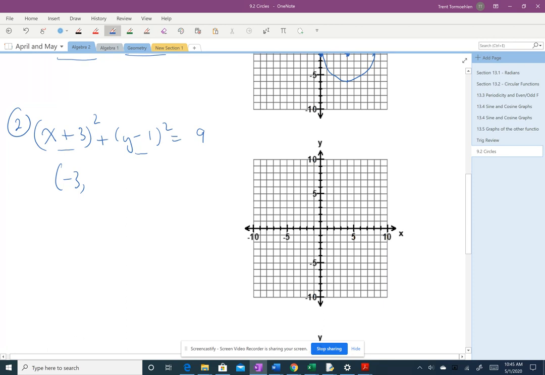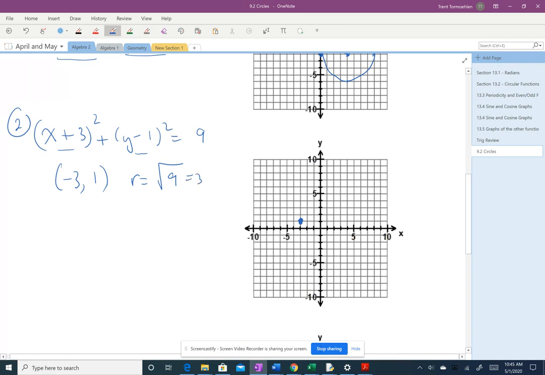That's the h, what we call it. And then +1 for the y. So that's our center, -3, 1. And then your radius is the square root of 9. Remember, it's r squared. So to find the actual radius, we've got to take the square root. And so that equals 3.